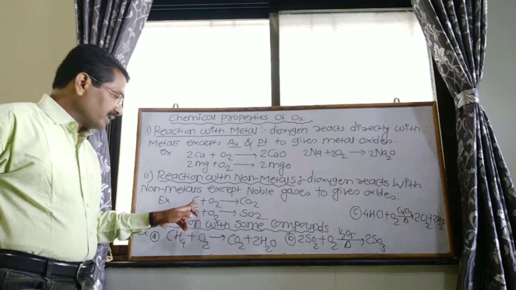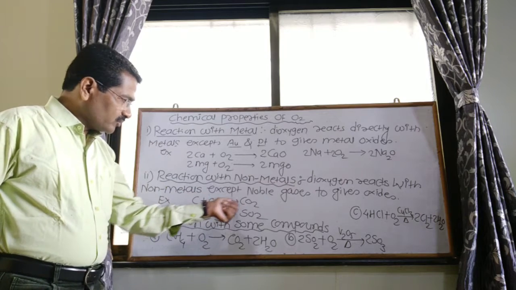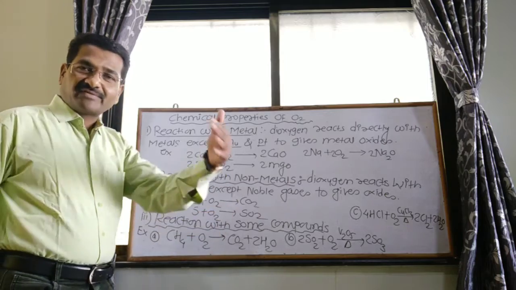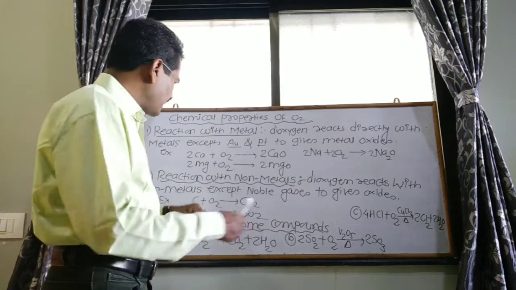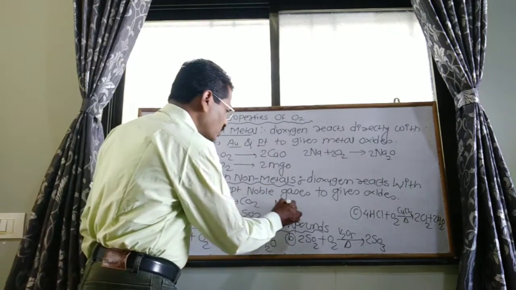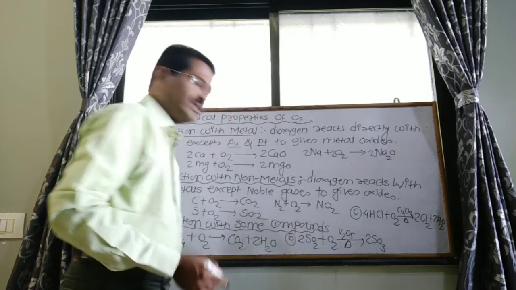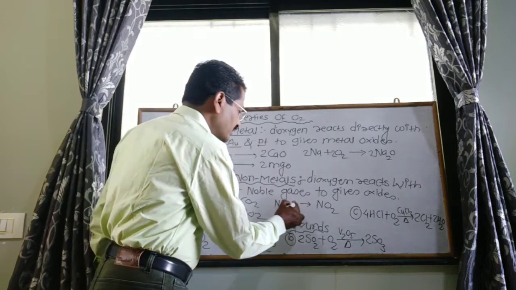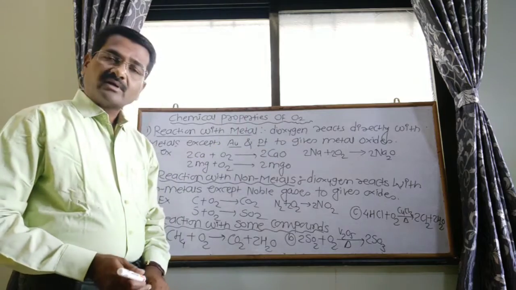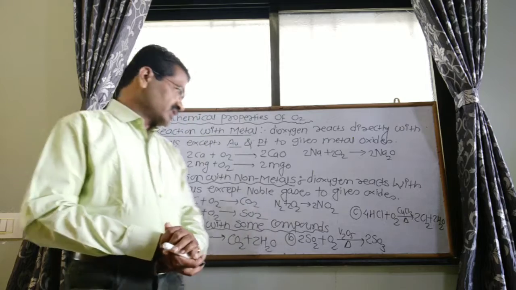For example, carbon is a non-metal, and it reacts with oxygen to form carbon dioxide gas. Then sulfur reacts with oxygen to form sulfur dioxide gas. Another example, nitrogen N2 reacts with oxygen to form nitrogen oxides. So oxides like carbon dioxide, sulfur dioxide and nitrogen dioxide are formed when non-metals react with dioxygen.